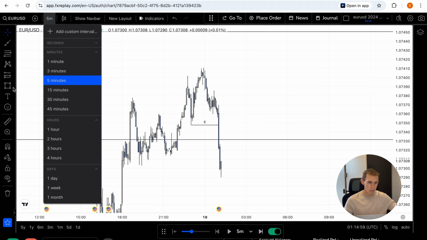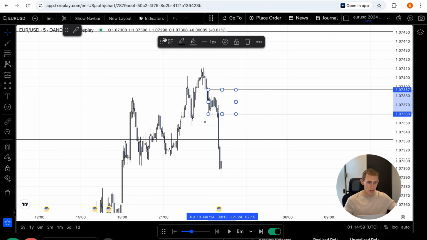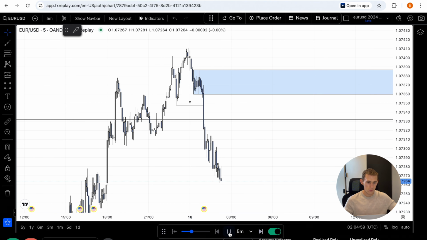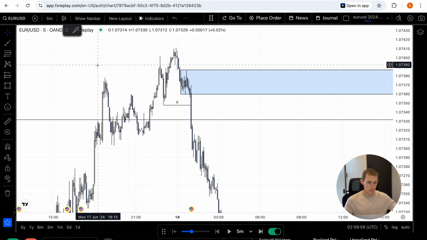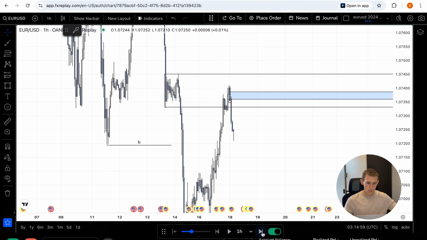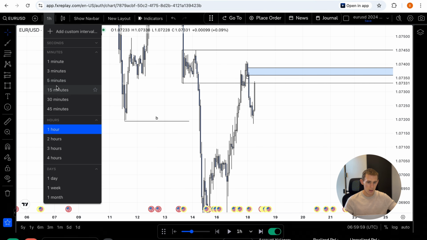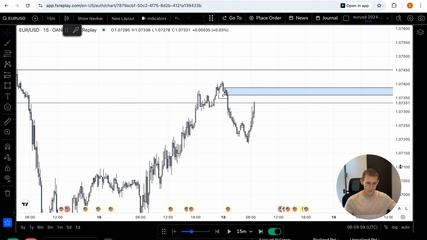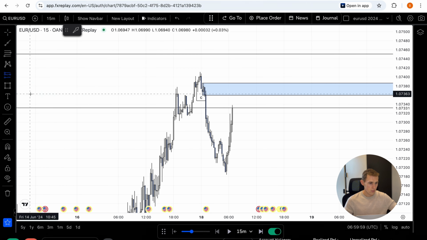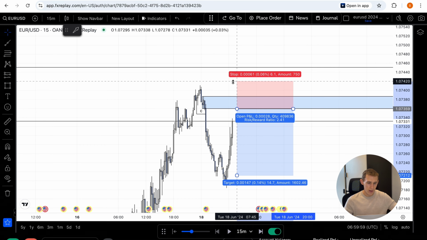And then in terms of actual entries on this, we could look at this region of supply right here, if price pulls back into it. Let's see, it might just want to continue further down. Right, it's coming up quite impulsively. It's technically a valid trade though, so I'm going to set my limit here. There's no reason to wait or anything like that.